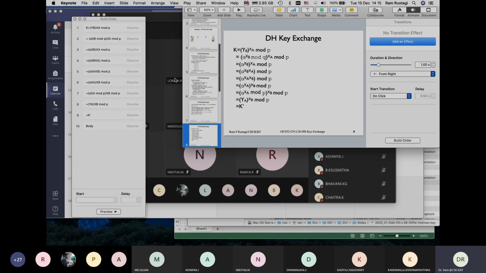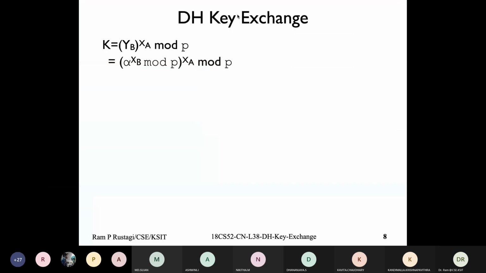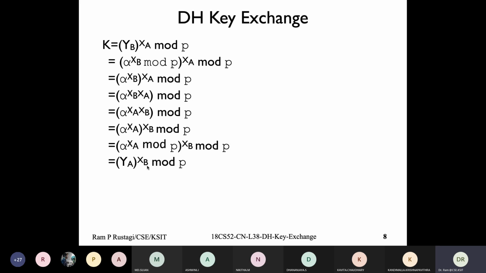So let me correct it here. Sorry. Alpha raised to power XB mod P power XA. This basically becomes alpha raised to power XB XA, which I can write as alpha raised to power XA power XB. This can be written as alpha raised to power XA mod P power XB, and this number is YA power XB, which is what K prime is, computed by user B.